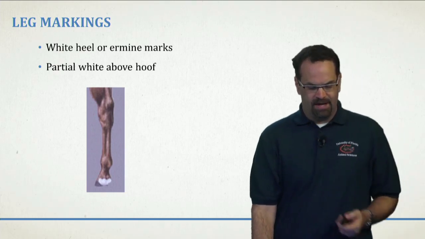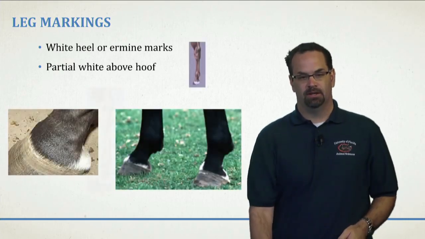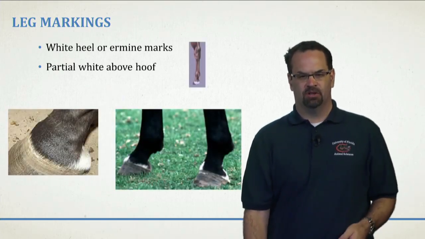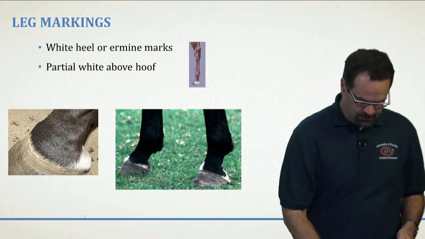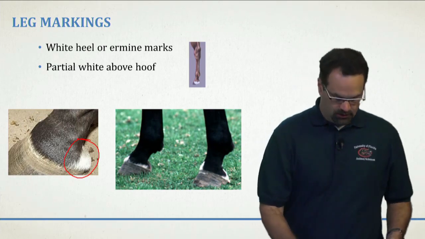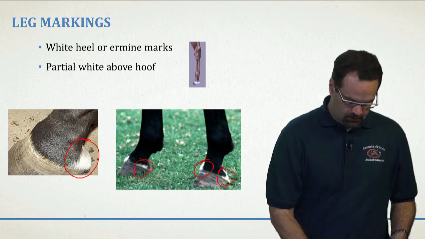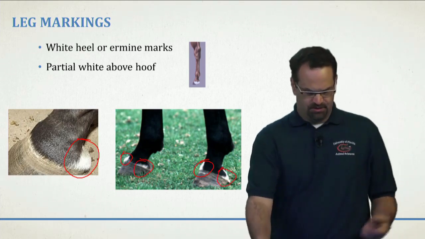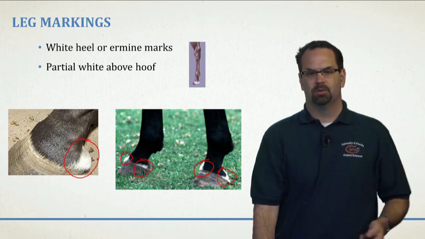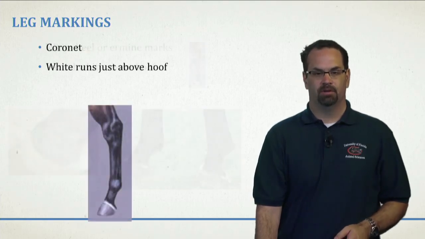So we either call them a white heel or you'll sometimes hear the term ermine marks. In these next two images, you can clearly see where the white is along the heel here. So that's pretty clearly a white heel. And then here you can see there's some white here, and it's kind of non-continuous, kind of spotty around there, and those we would probably call ermine marks. So when there's just a little bit of white above the hoof.